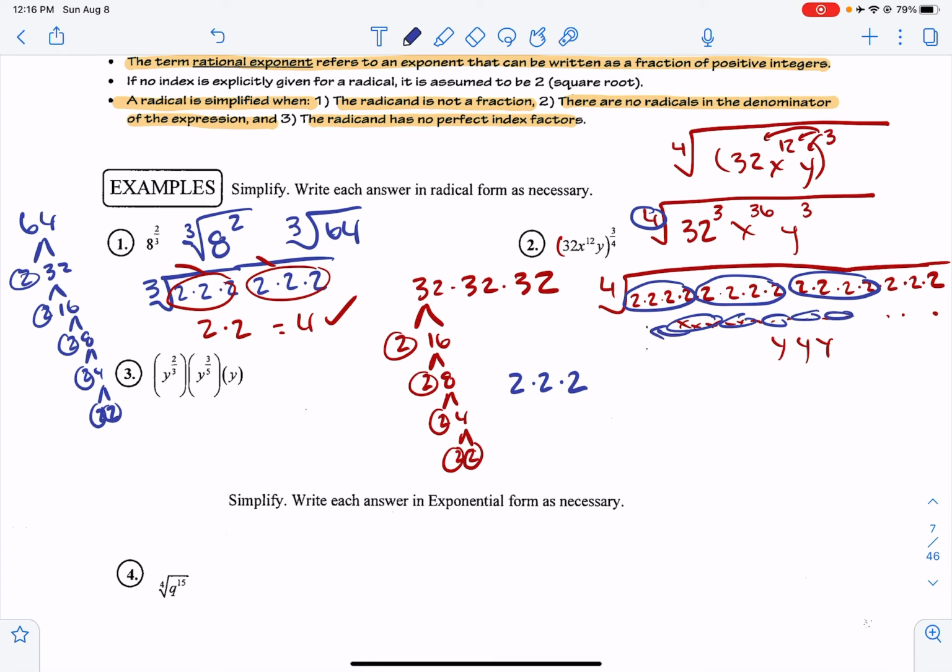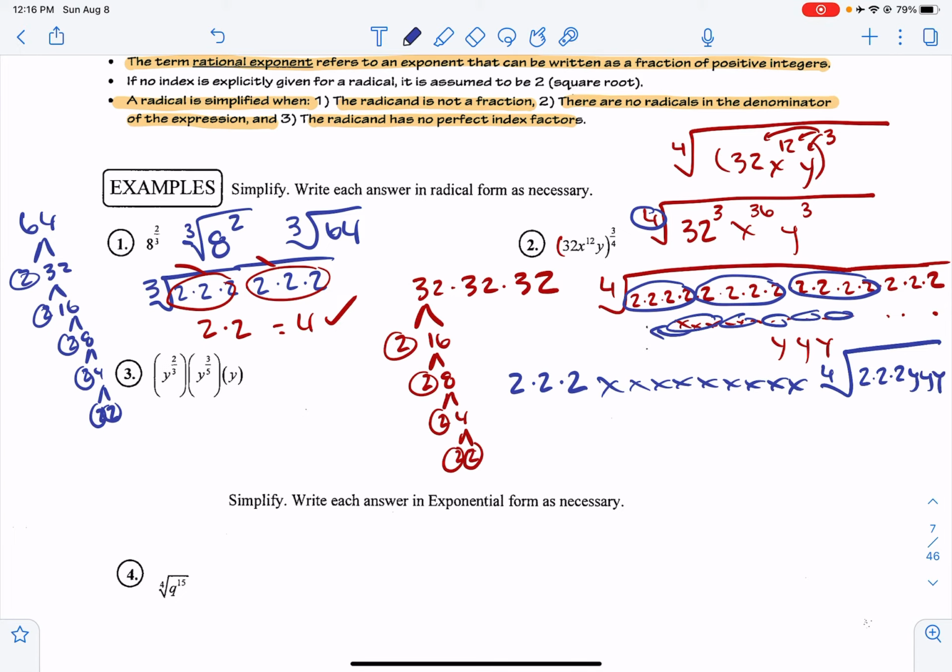So I'm going to have x 9 times. 2, 3, 4, 5, 6, 7, 8, 9. Holy cow. And I'm not going to have any left over, right? Because those are perfect groups of 4. And then I've got these 3 y's. Well, I need a group of 4, and I only have 3. So those don't go anywhere. So I'm left over with 3 2's and 3 y's on the inside.